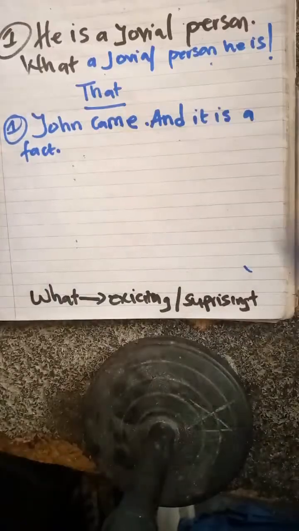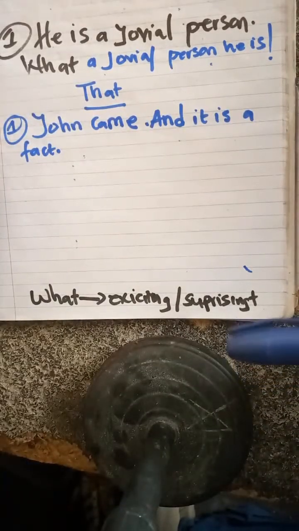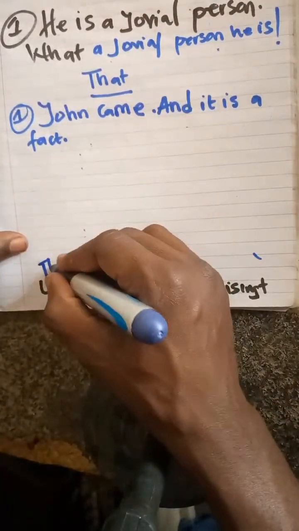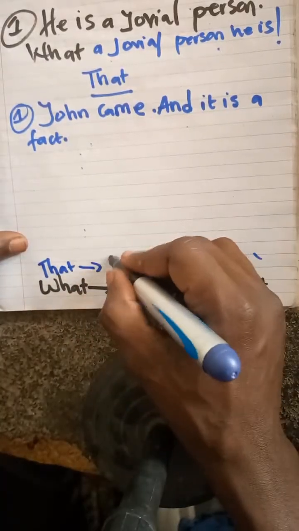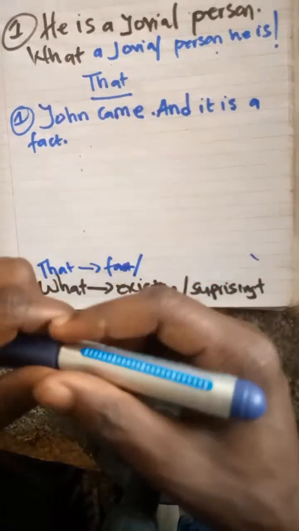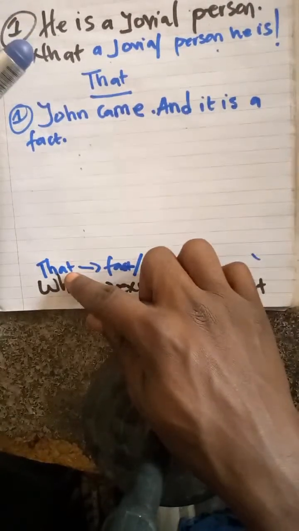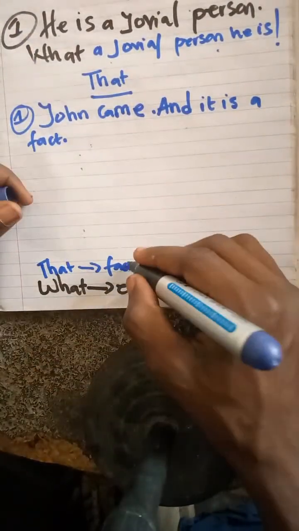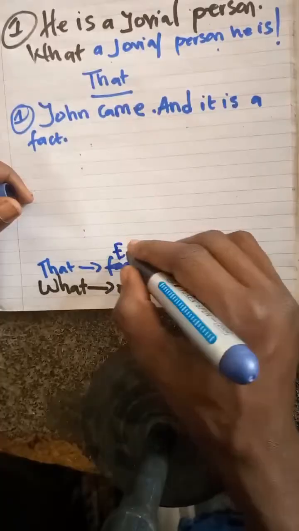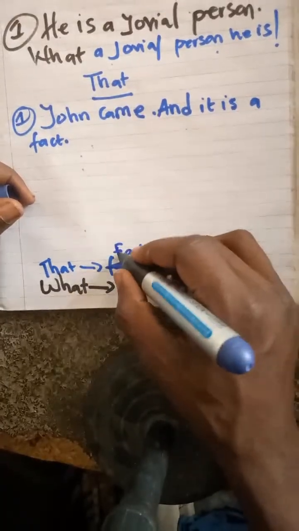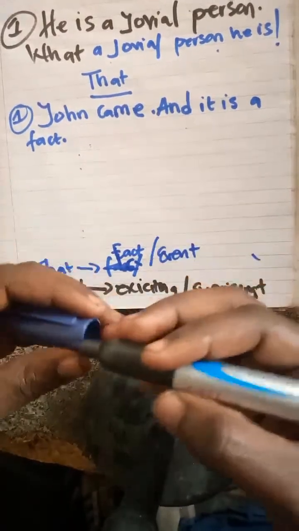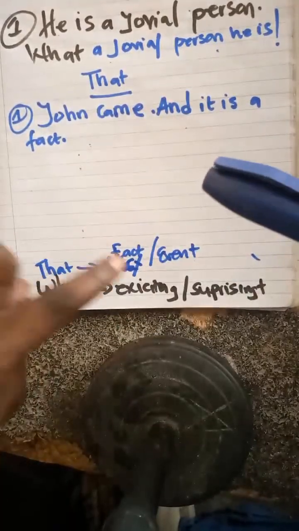So we have example number 1. Something you must understand is the equation for that. It's "that." Then after that, mention a fact. Thank you very much, Joyce. Mind you, there's a C here. Mention a fact or an event. So this is the equation that is supposed to be used.